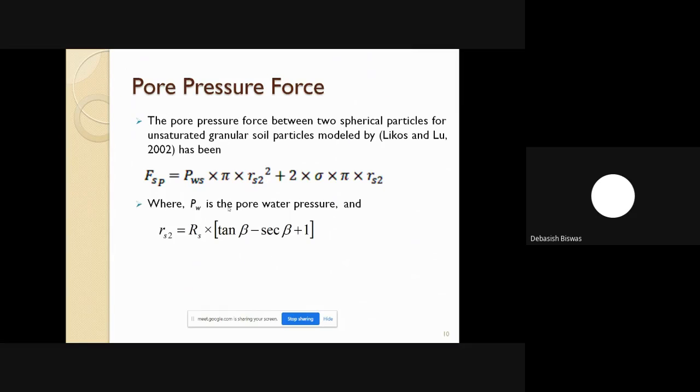Pore pressure force. The pore pressure force expression has been developed by Likos and Liu by the following expression. In the present study we have chosen the pore water pressure value as 10 kilopascal. And beta is the water content index angle, which has been chosen as 45 degrees from the standard literature.